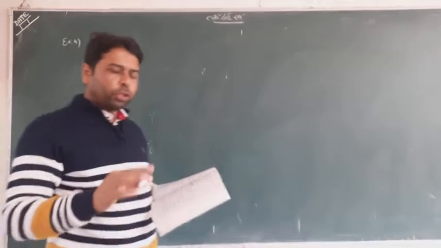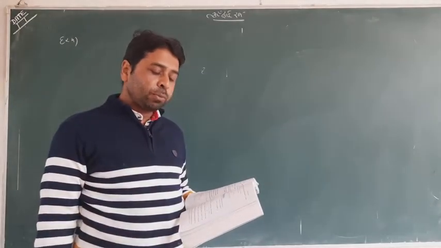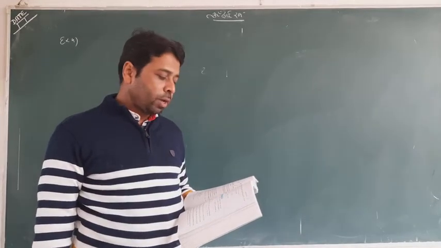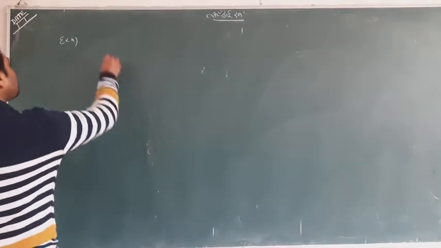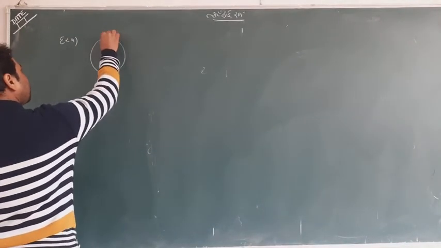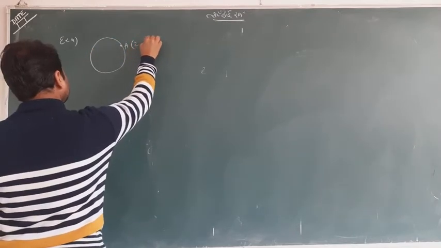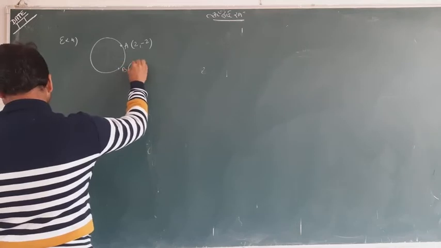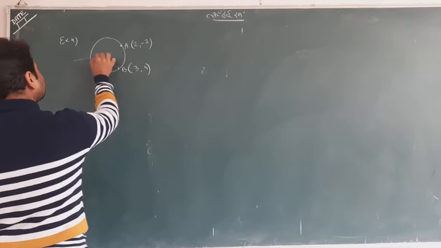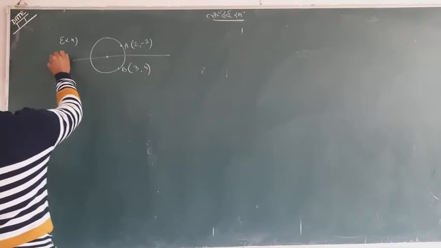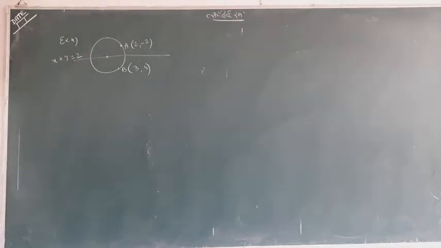Find the equation of a circle. This is a very important question for the exam. Find the equation of the circle which passes through (2, -2) and (3, 4) and whose center lies on x + y = 2. This is the condition which is given.